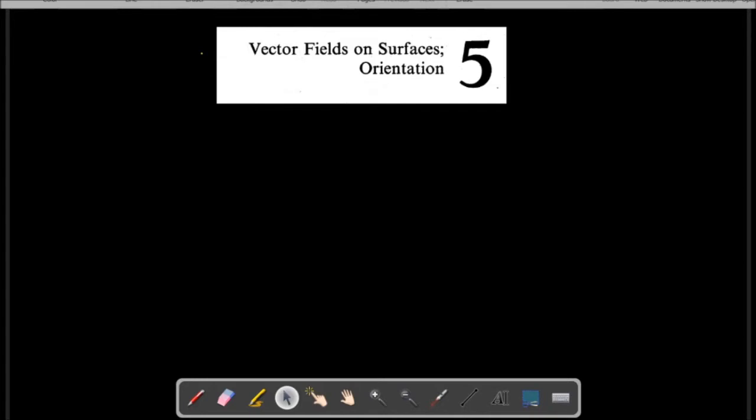Today we are going to see vector fields on surfaces. We have already learned what is meant by a vector field, and we have seen the tangent space and all such things already. Once again, the notation we will memorize.